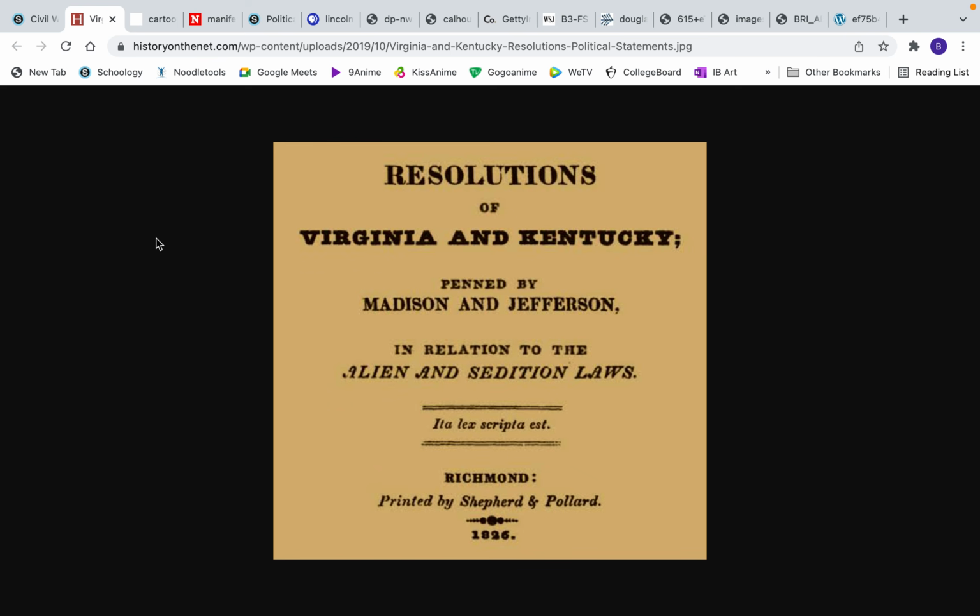So the Alien and Sedition Acts are 4 acts passed in preparation for an expected war we thought we were going to have with France and then did not end up having. But they basically outline who is an alien or an outsider and who is a friend or an insider, or who lies in between and what can we do to them.